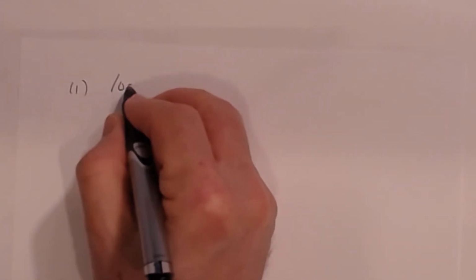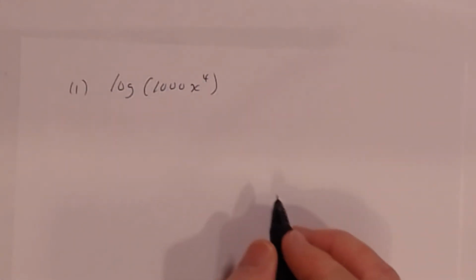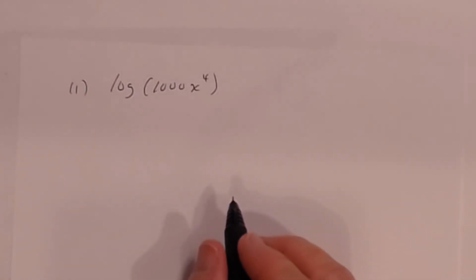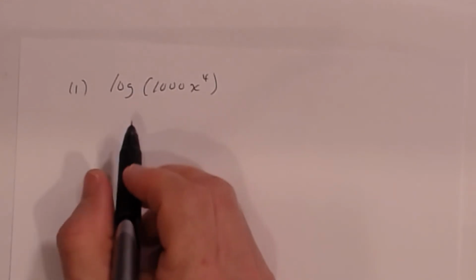Okay. And then finally, number 11. So let's look at number 11. In number 11, we have the log of 1,000 x to the 4th. Now remember, you don't see a base. That's understood to be 10.